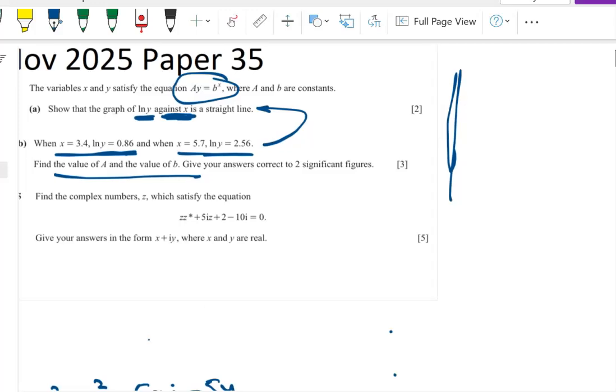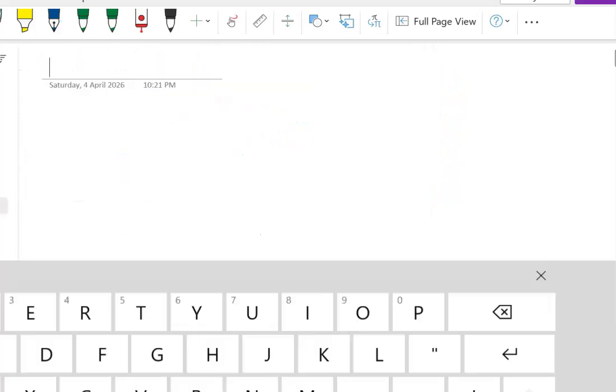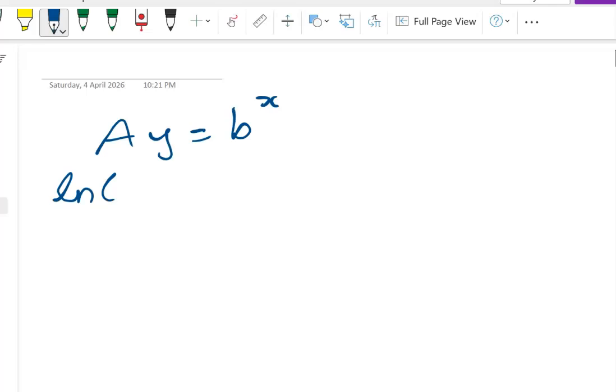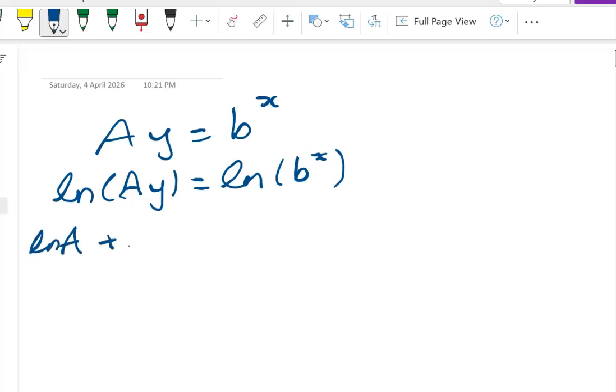Okay, I'll make a new page. Let's just have a look here. Right, well, we start with the relationship we're given, which is ay equals b to the power of x. And we can take logs of both sides. That gives me the natural log of a plus the natural log of y is equal to x times the natural log of b.